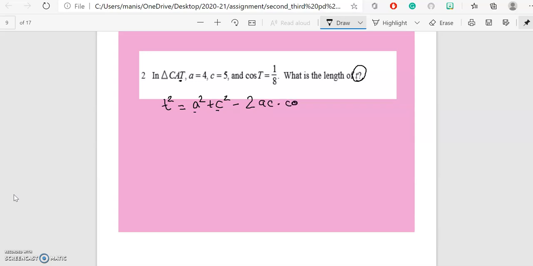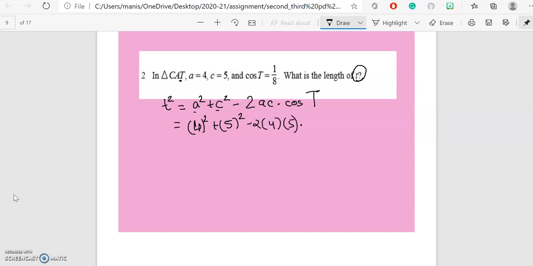Okay, now this is your cosine of what, t. See, it looks like the formula which you have been using earlier. So now let's substitute the values. 4 square. So what 4 square? I'll write it over here. Let me write everything. 4 square plus 5 square minus 2 times 4 times 5.